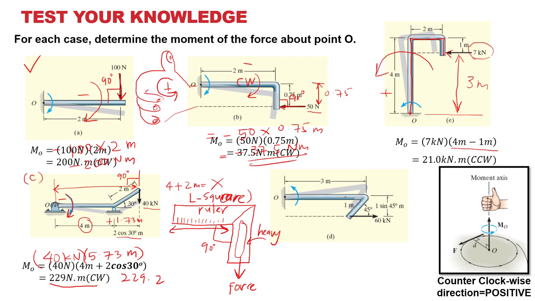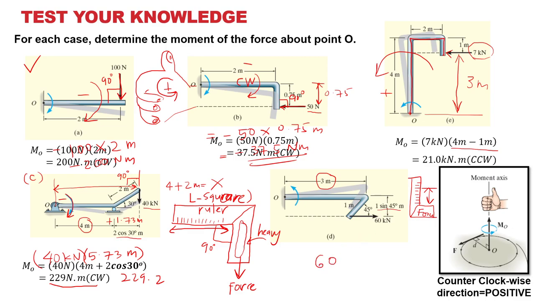So even though you have a very funny shape, just look at the force. The force is like this, so how does your L-square look? Like this, like that. This is your ruler. This is your force. Like that. So this is your distance. So don't get confused by 3 meter. This is your distance, 1 sine 45. The next thing that you're going to be confused about is how it rotates. Later on I'll show. So this is the distance, 1 sine 45.